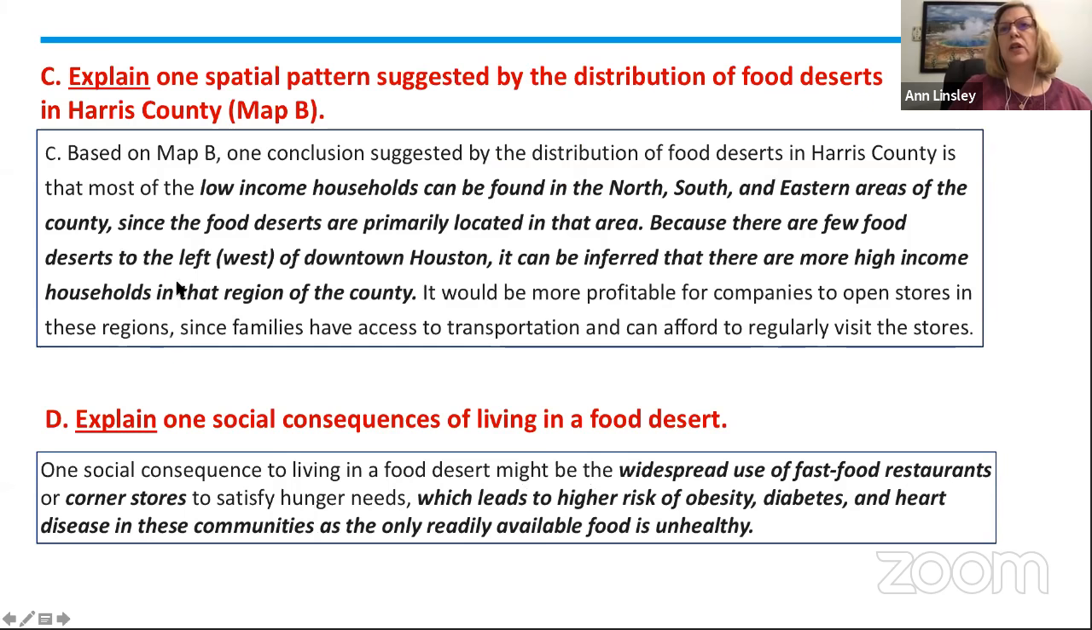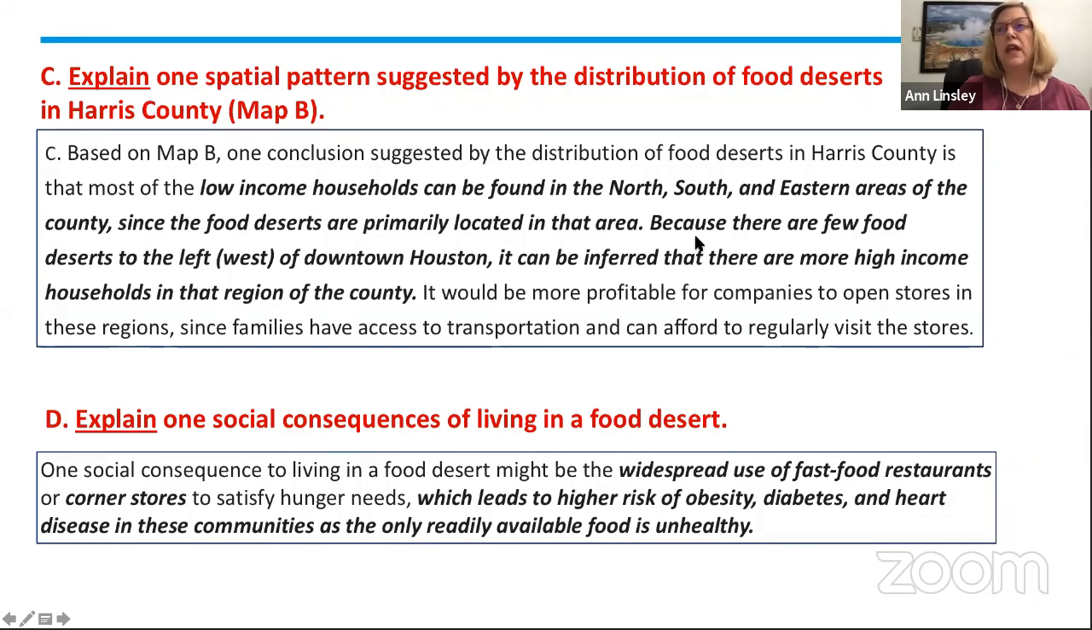In their answer, we have two different approaches. The first one, the student has looked at the legend and also read the prompt. And the prompt defined low income and what percentage of the population is in low income that qualifies as a food desert. So this student said low income houses can be found in the north, south, and eastern areas of the county since the food deserts are primarily located in that area, okay?